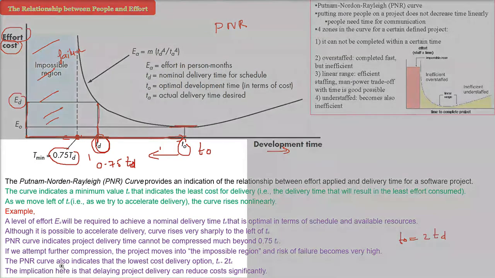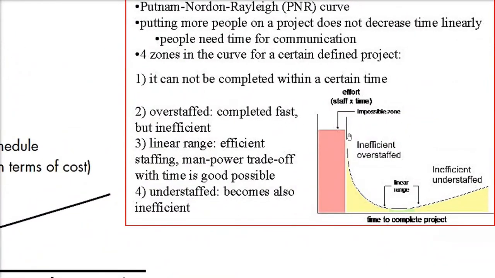Now let me show another aspect of this graph. These are 4 parts I am showing. The left one is the impossible zone. That means it cannot be completed within a certain time. The first one, this region is the overstaffed, completed fast but inefficient. This is the linear range. The efficient staffing, manpower trade-off with time is good. This is possible. The last one is understaffed, which becomes also inefficient. If you have less staff, inefficient.